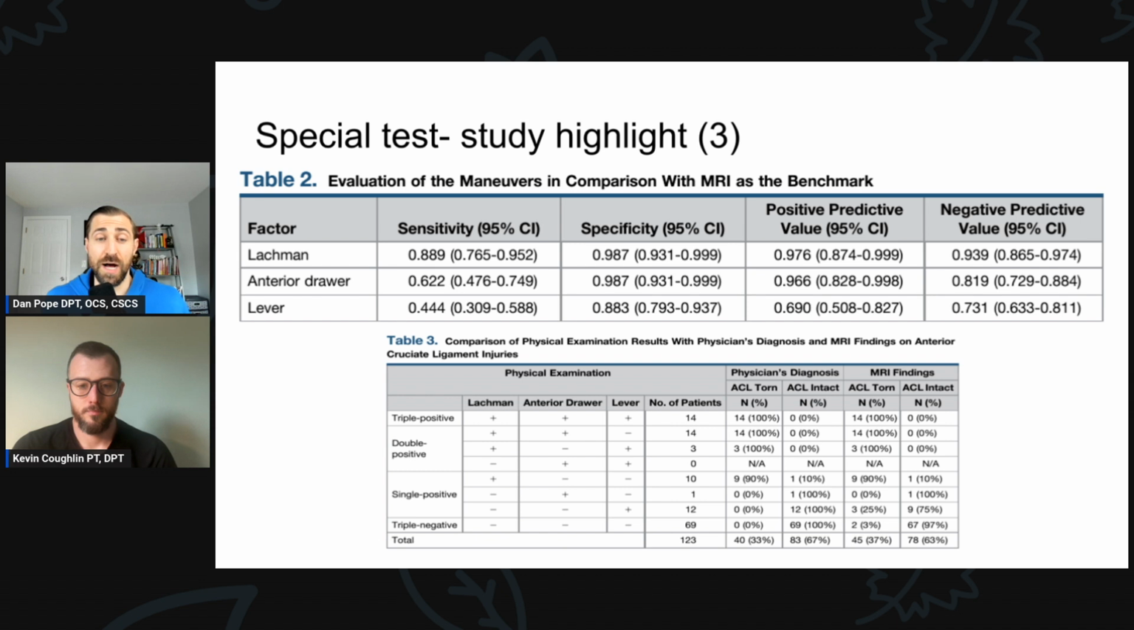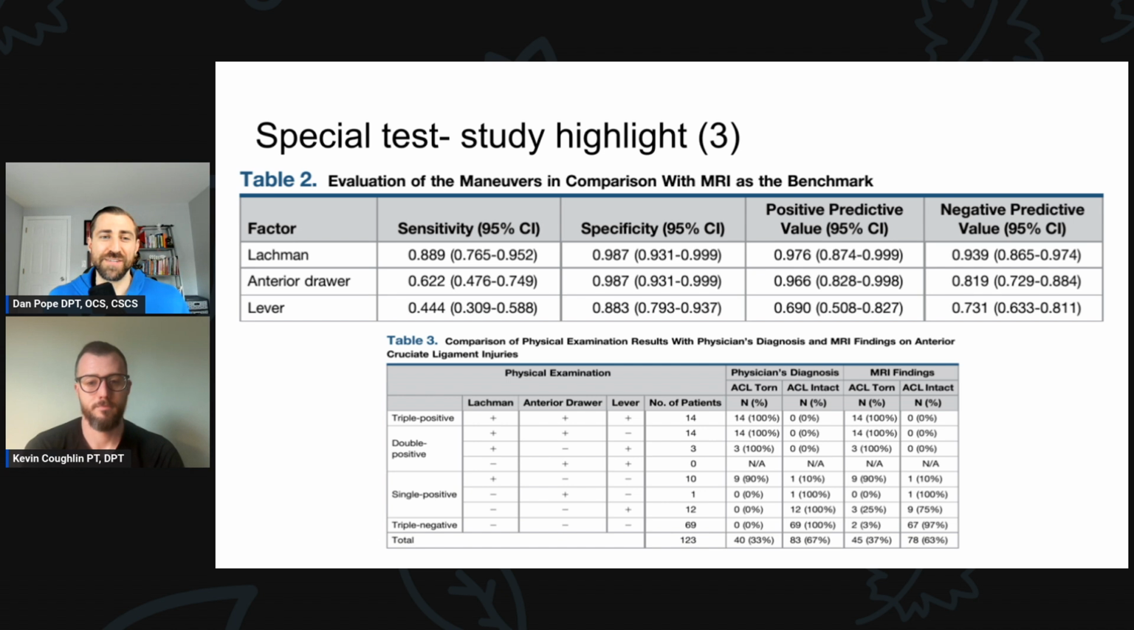Kind of nice to know the Lachman is number 1, which is really cool. Stinks to know the anterior drawer is not very sensitive. Same thing with the lever. So one of the things that's a little bit challenging is that I wish we had better sensitive tests, because as clinicians, we're trying to make people feel good, right? And just rule these things out.